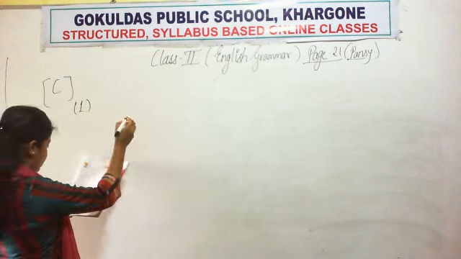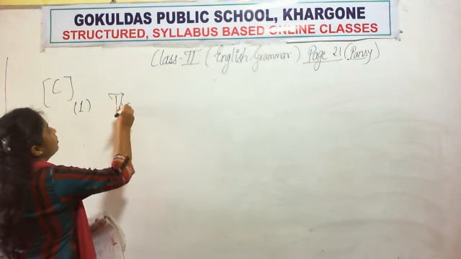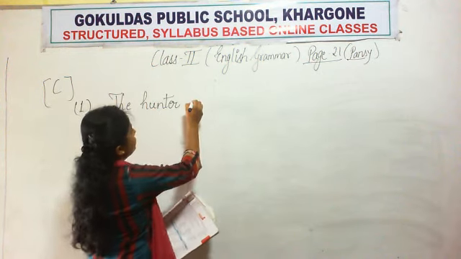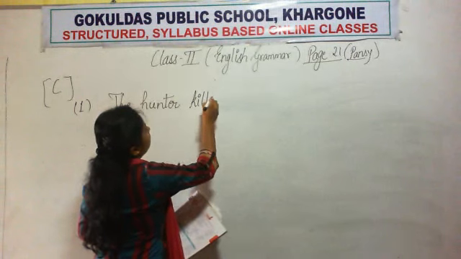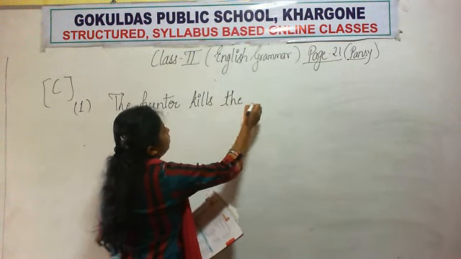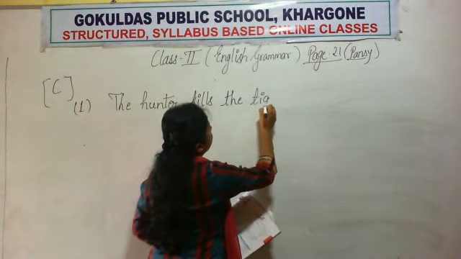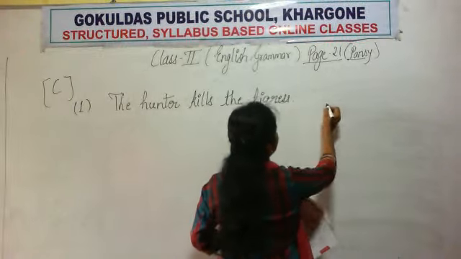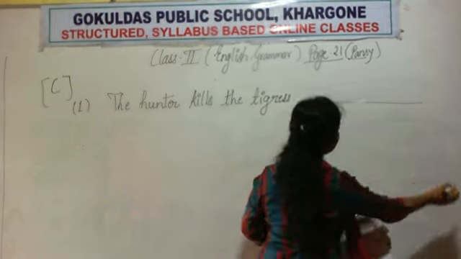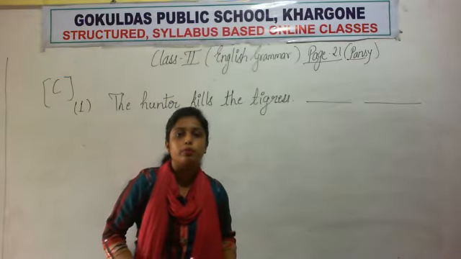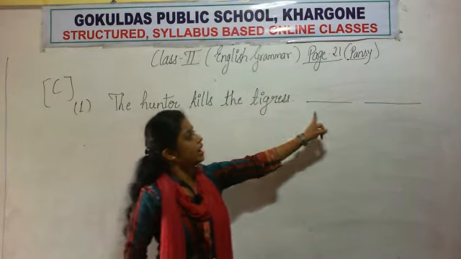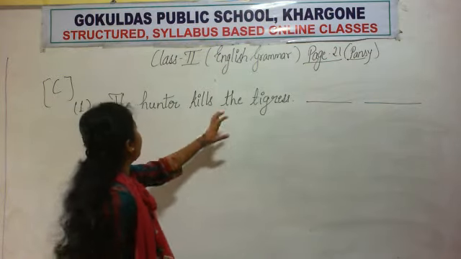First sentence is: The hunter kills the tigress. Okay, the hunter kills the tigress. So here two lines like this are given to you, right? So what we have to do? हमें क्या करना है? इस sentences में से two nouns we have to pick out. Okay, हमें two nouns इसमें से निकाल कर यहाँ लिखना है. Okay, easy ना? I'll make it easy for you.